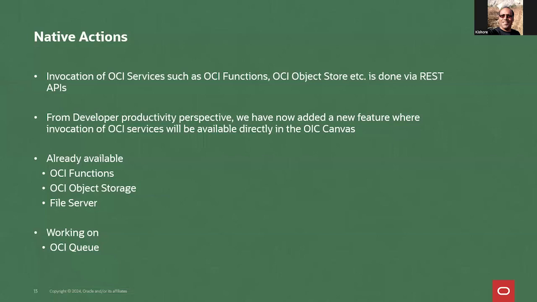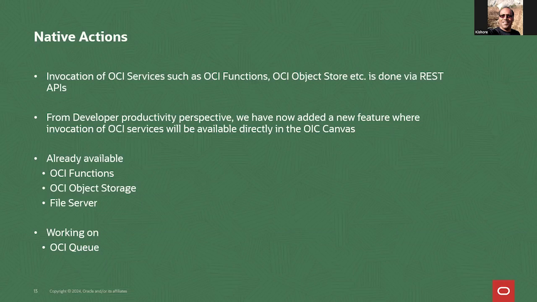native actions are actions available in the OIC canvas palette, which allow you to connect with or integrate with functions deployed in OCI infrastructure, or you may want to invoke different operations on entities in object storage, or maybe do some file-based operations in the file server, right? So native actions are straightaway actions available in the palette, so that you can just drag and drop and integrate with some of these OCI services and file servers. Okay, so why did we have this as native actions?